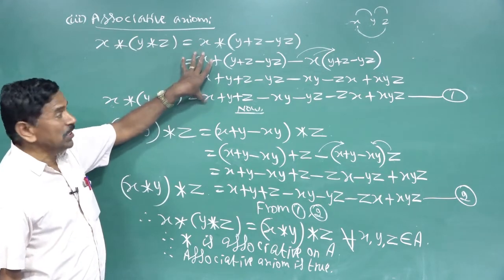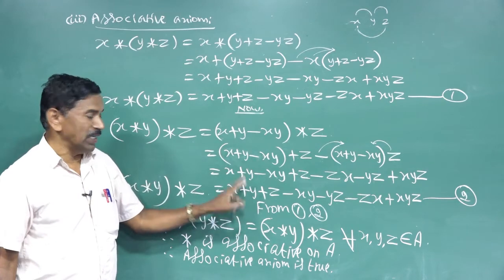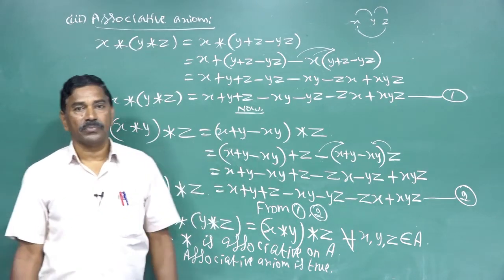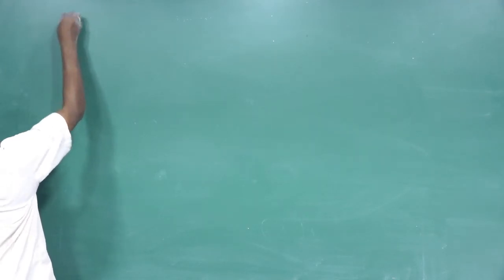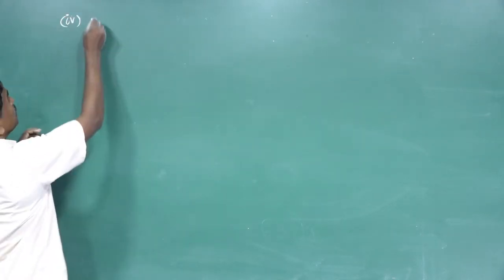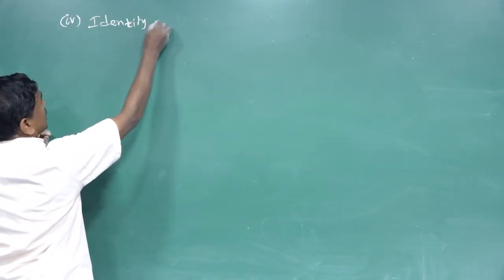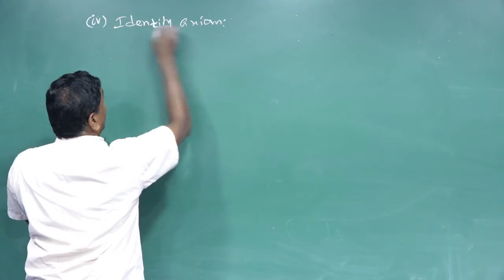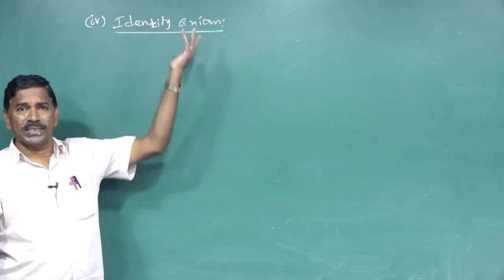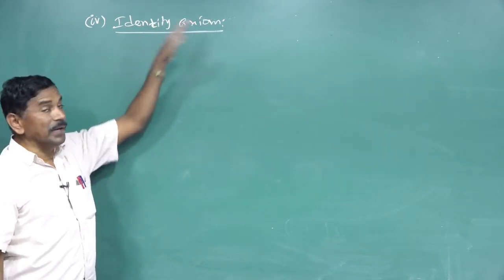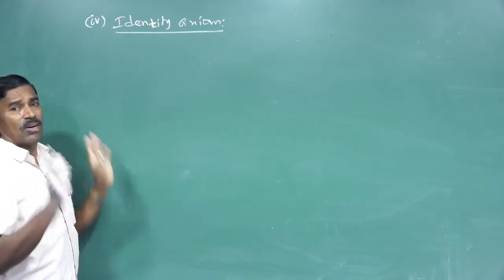Listen, for the first part, 1, 2, 3, 4 lines. For the second part, 1, 2, 3, 4 lines. That is very important. Part 4 is given by the identity axiom. Listen carefully. Identity axiom, or identity property, or existence of identity. All are the same, no problem. All three are correct.